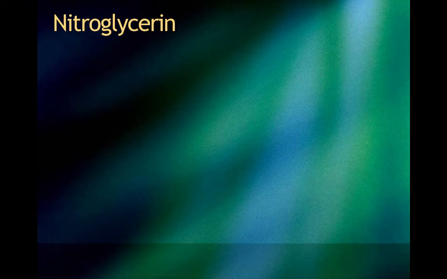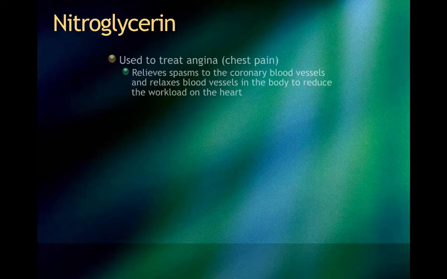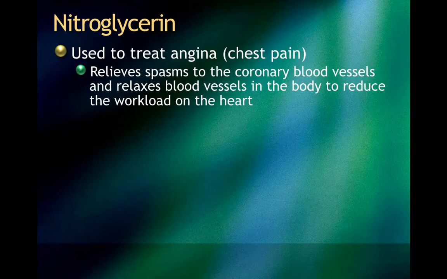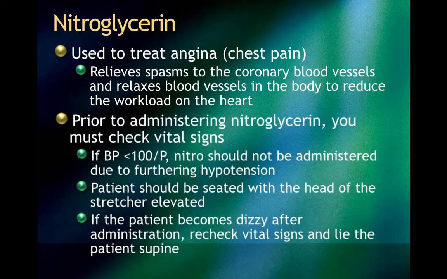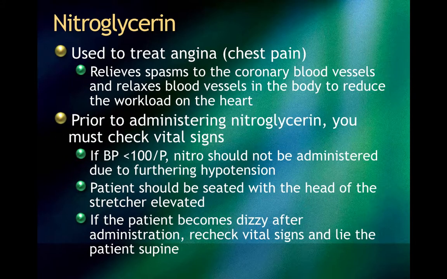But generally speaking, we don't want them to be unconscious if we're going to be giving them a sublingual medication like nitroglycerin. So, nitroglycerin is used to treat chest pain. It's used to treat stable and unstable angina. It helps to resolve spasms of the coronary vessels, relaxes the vessels, decreases blood pressure, and decreases workload on the heart. Prior to administration, you need to know a couple things. The blood pressure must be at least 100 systolic.